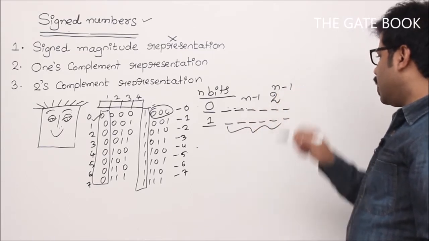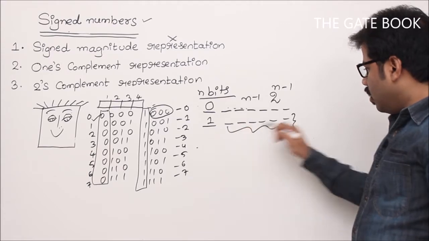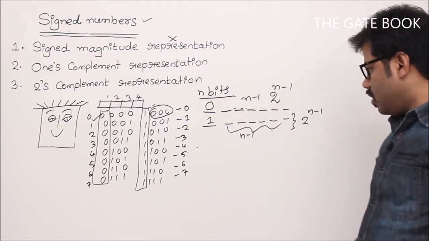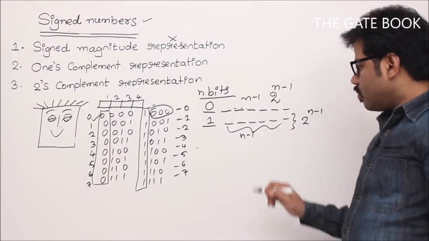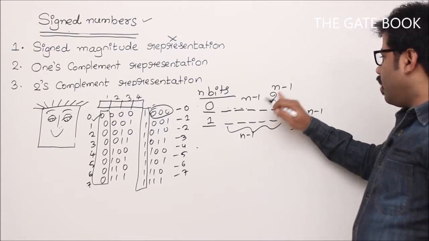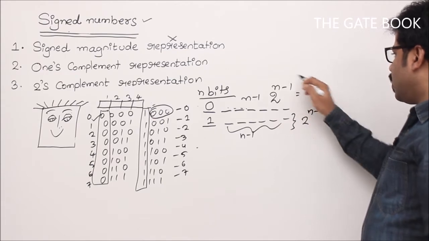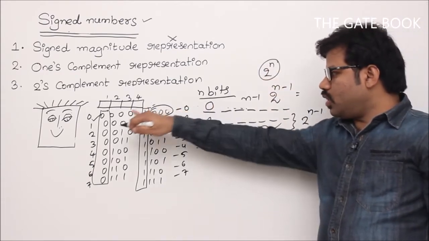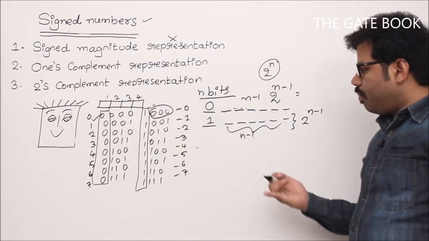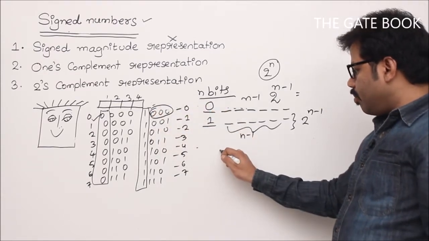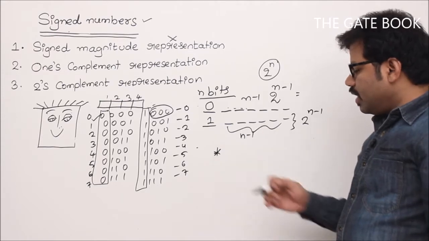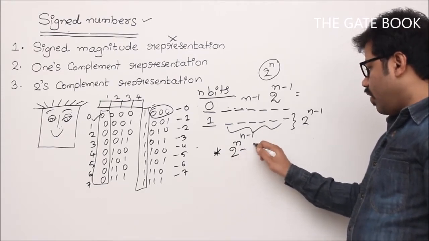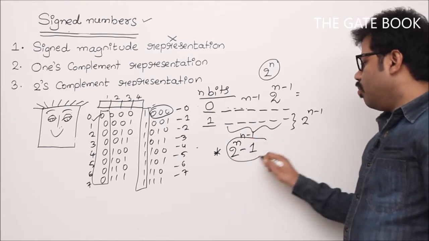2 to the power of n minus 1. So here also with 1, 2 to the power of n minus 1 other patterns, correct? Because there are n minus 1 other positions. So finally you have 2 to the power of n minus 1 plus 2 to the power of n minus 1, which is nothing but 2 to the power of n patterns. But out of them, 0 is using 2 patterns. That's why the total number of distinct numbers which can be represented is 2 to the power of n minus 1, because 0 is taking multiple patterns.